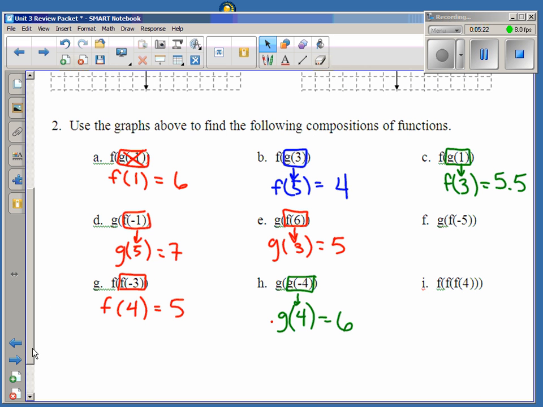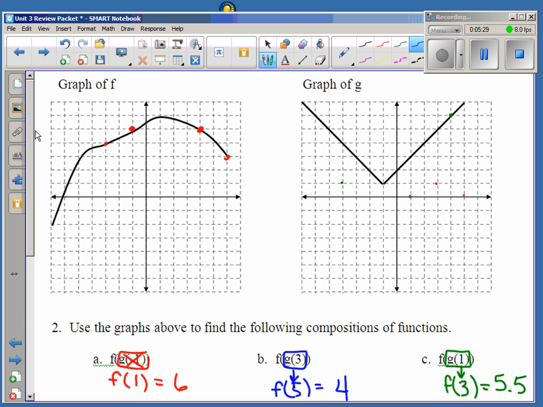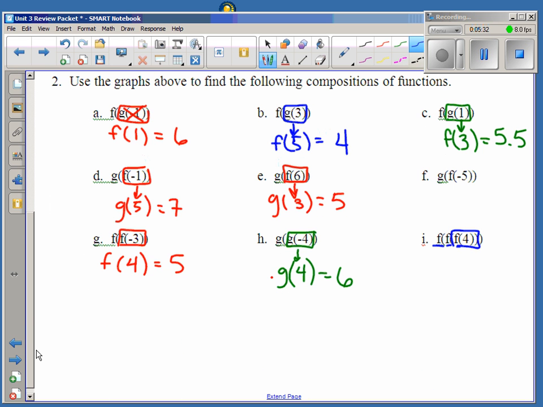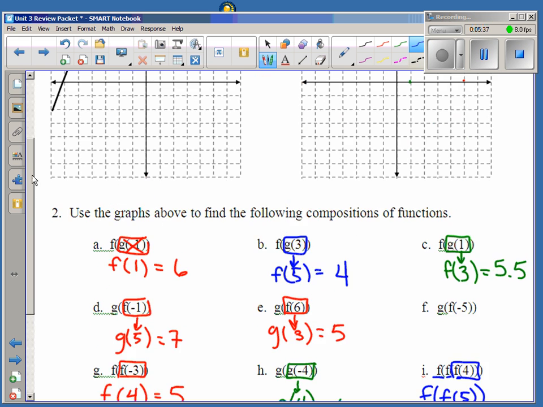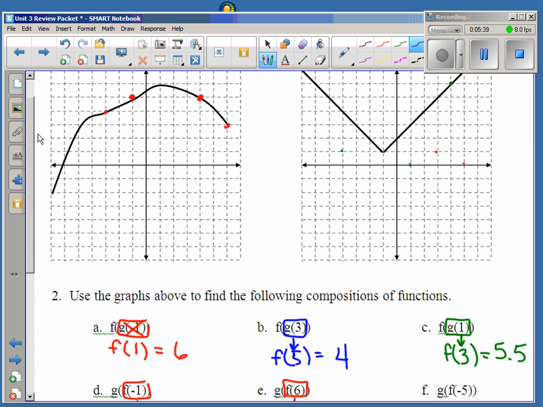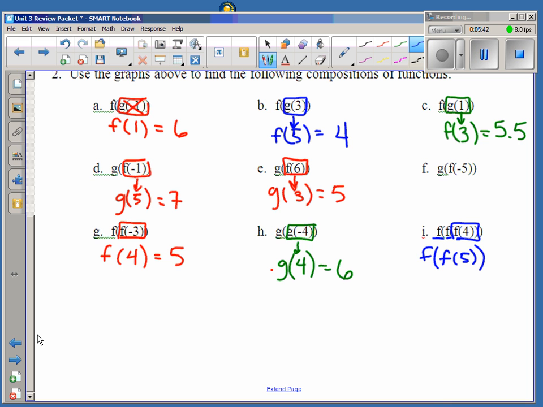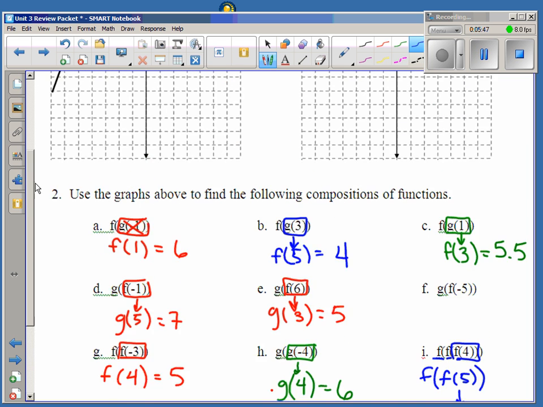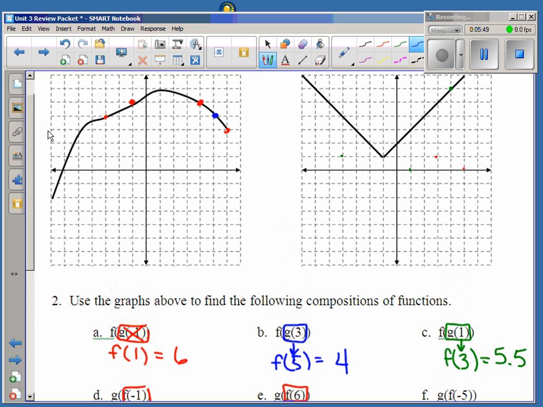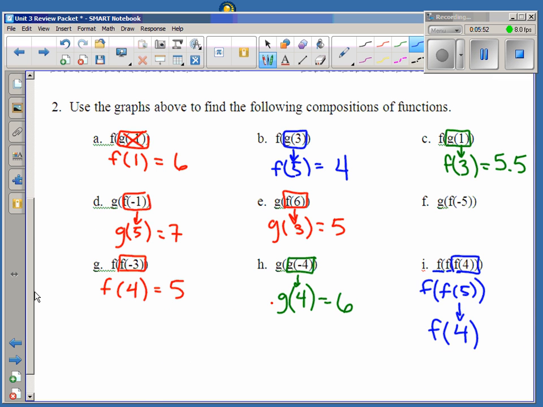Right, and the last one is the same thing, except now I have to do it 3 times. I start with f of 4. And that's 5. So next step, I go to f of 5. And that's 4. So I'm working my way out. Now I finally get to the last layer, which I'm really finding f of 4. And that's 5. So I had to go to the graph 3 times to get my final answer.